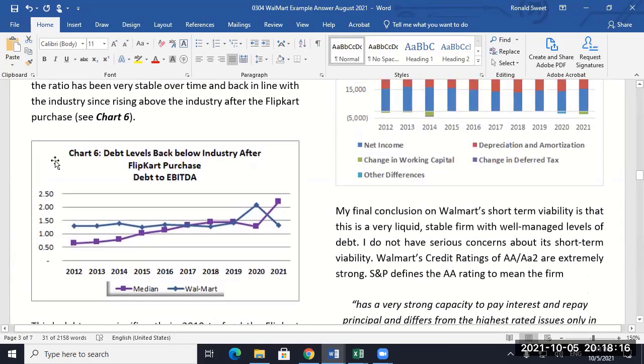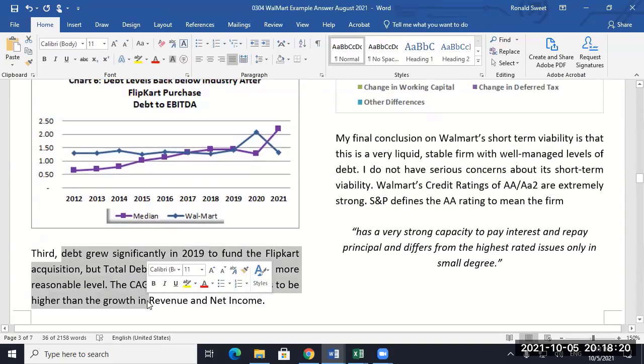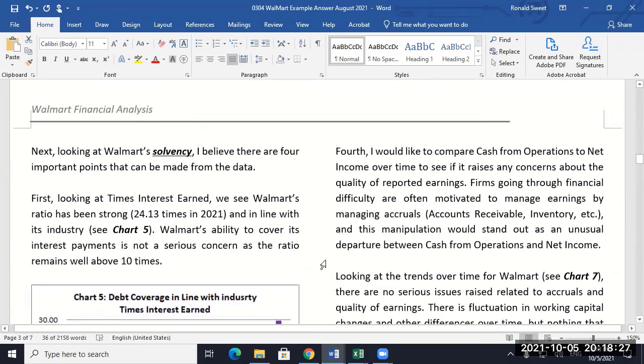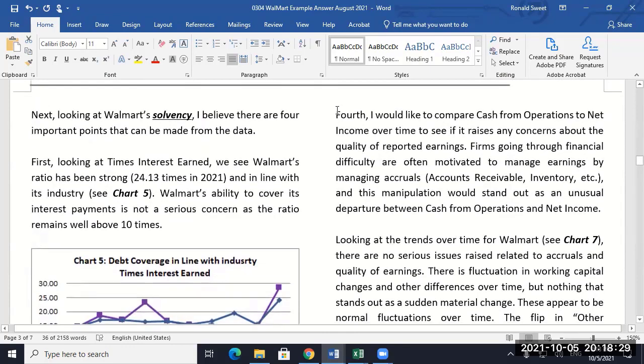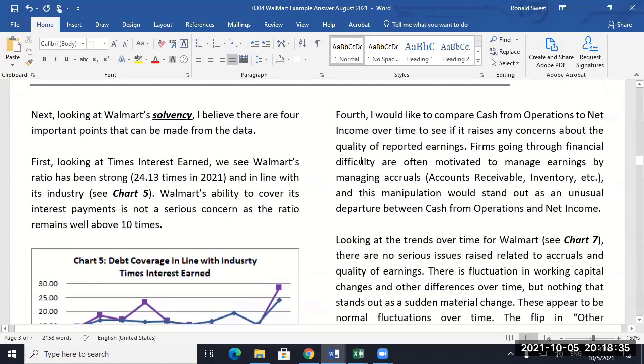So I'll look at these two, chart 6 and the discussion of growth in debt, as one thing together to talk about. And so then you're done with solvency, and now you're going to bring solvency and liquidity together. What I'm looking for there is first quality of earnings.